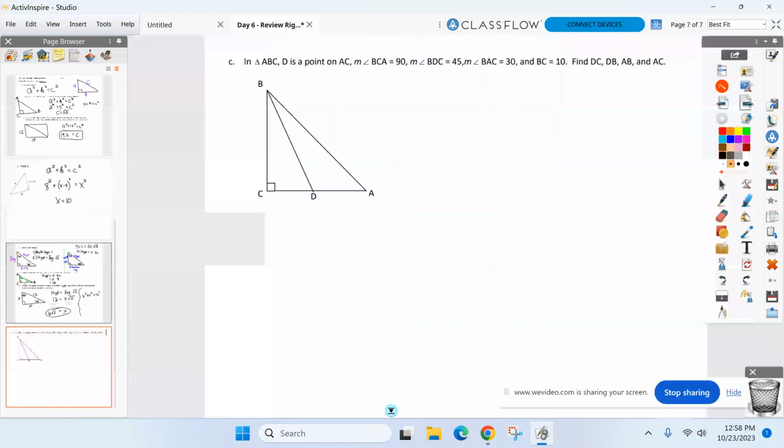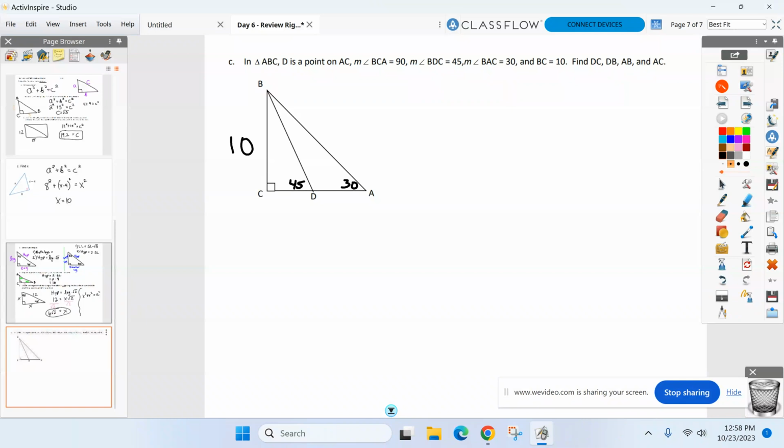Oh boy, buckle up. All right, BDC. Everyone find that angle is 45? BDC, 45? Can anybody label that angle 45 for me? B to D to C. It's 45. BAC. Find that angle. 30. BAC, 30. Side BC is 10.